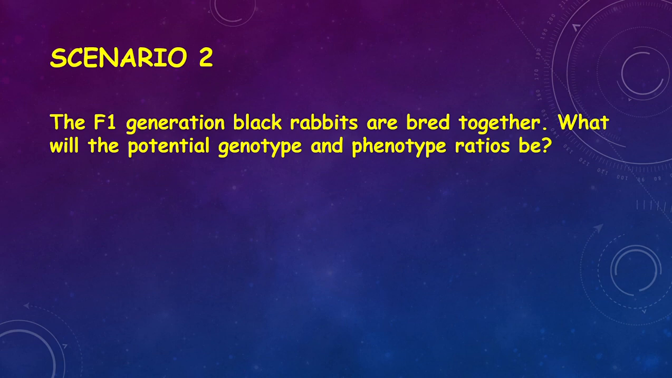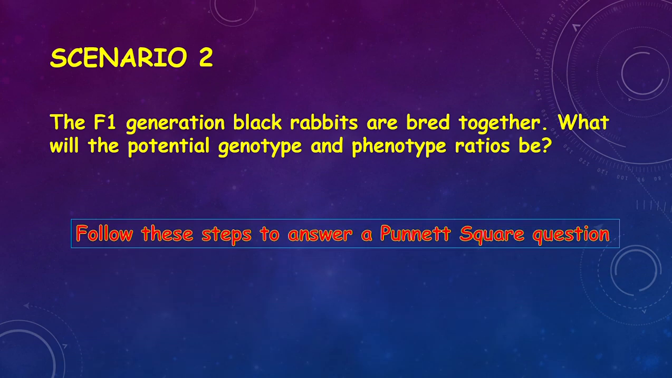So I've dictated what they need to be here. We are going to use the same assumption that we did previously: capital B represents black fur and little b represents white fur. These are the steps that you need to follow in order to answer a Punnett square question. So please write these down as we go. Learn these steps. Make sure you get everything, because you'll see where the marks for these kind of questions come in.